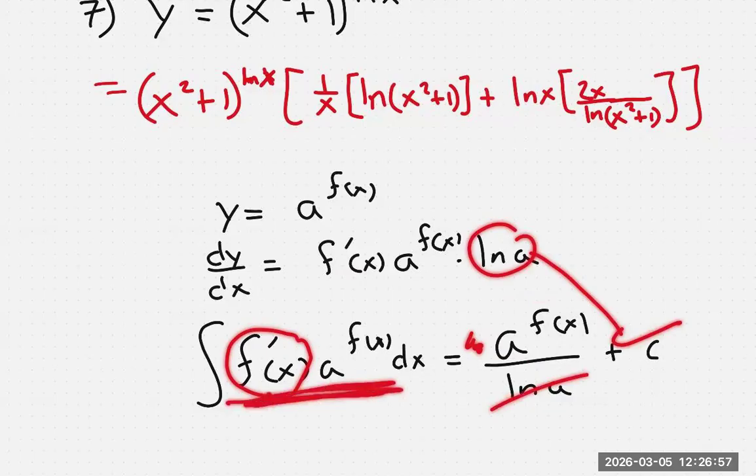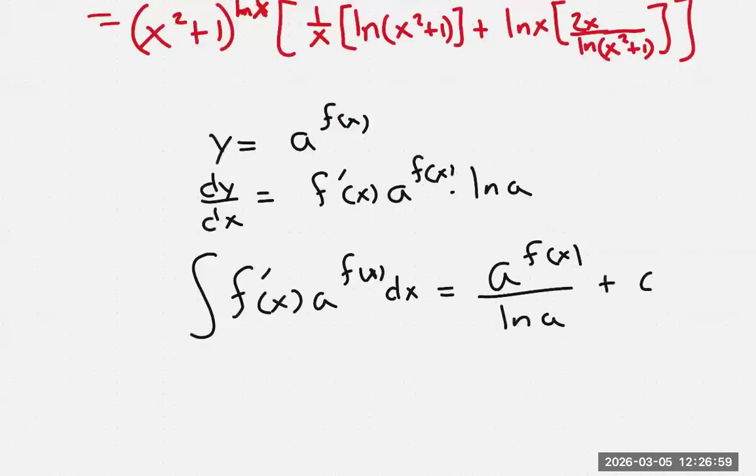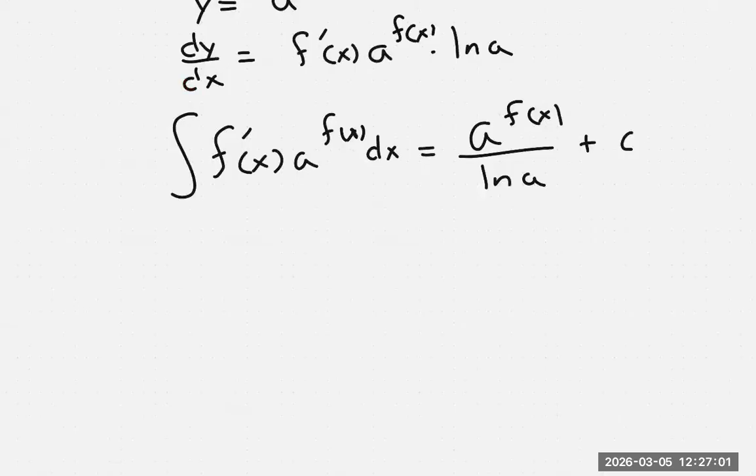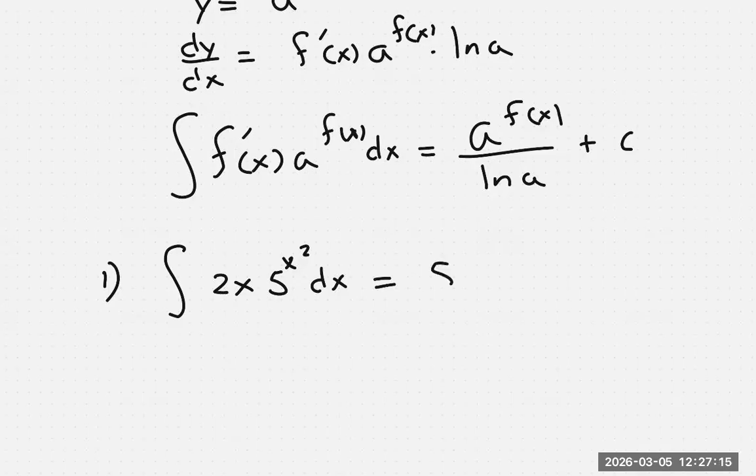If you're confused about it, let me show you an example. Number one. If you're integrating, let's say, 2x times 5 to the x squared, based on the rule, you're just going to get 5 to the x squared divided by ln 5 plus c.